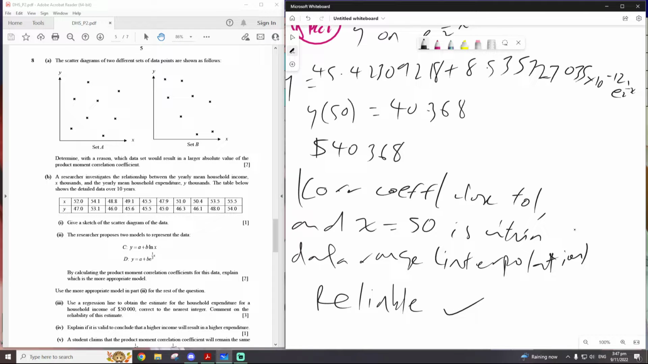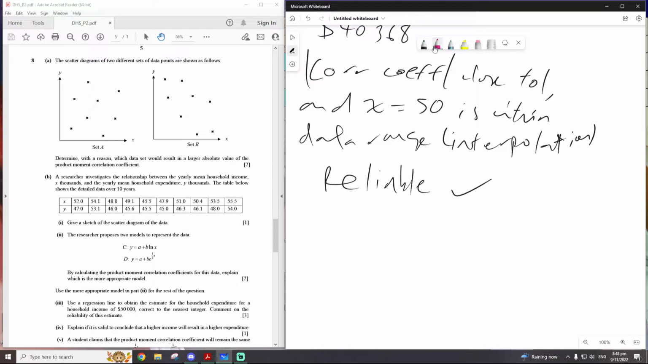Okay. Is it valid to conclude a higher income will result in a higher expenditure? Okay, this one is a very standard question. The answer is no. Hopefully you guys are aware of that. Correlation does not imply causation. This is something that pretty sure everybody has learned by now.